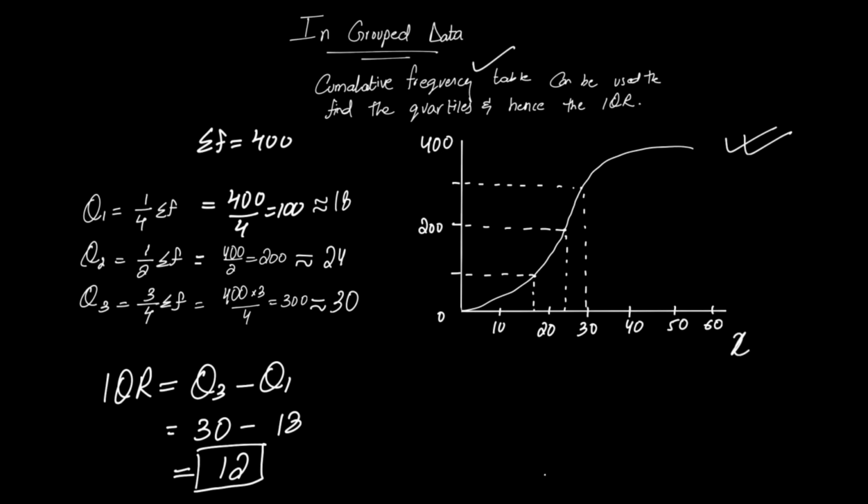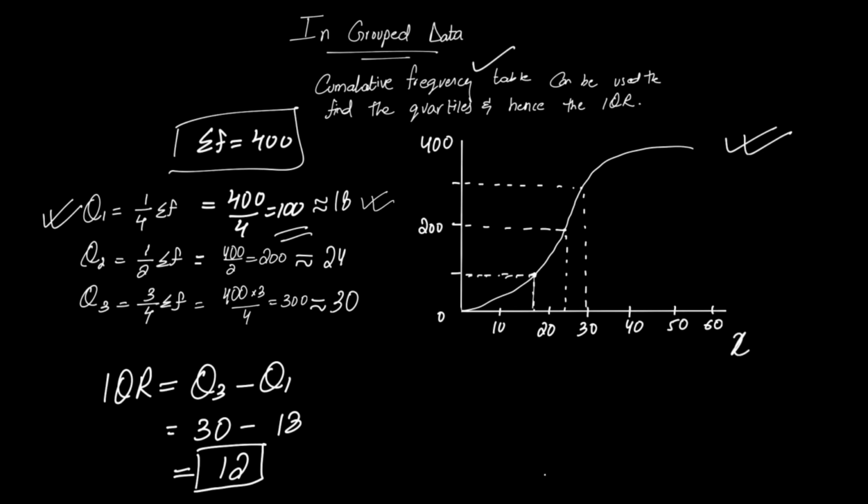Okay, so let's say we have to find the first quartile, the lower quartile. We have a total frequency of 400. So we'll use the formula 1 upon 4 times the total frequency, which will give us 100. So we'll locate the value of 100 on this graph. We will trace the 100th frequency and find where it meets the graph, and then we'll find the corresponding value of it, which is nearly 18 in this case.